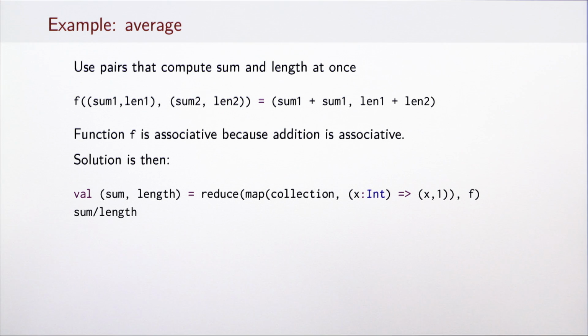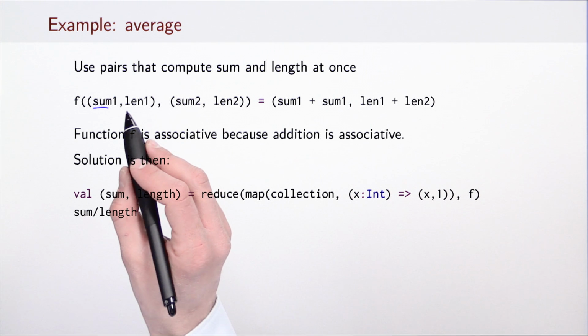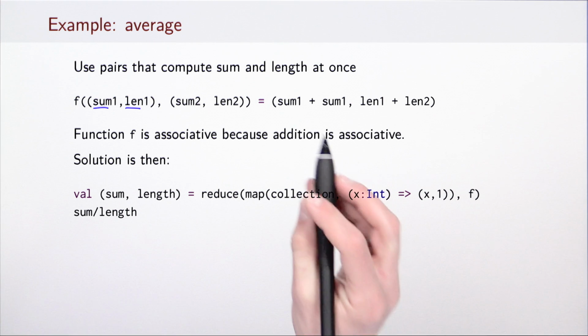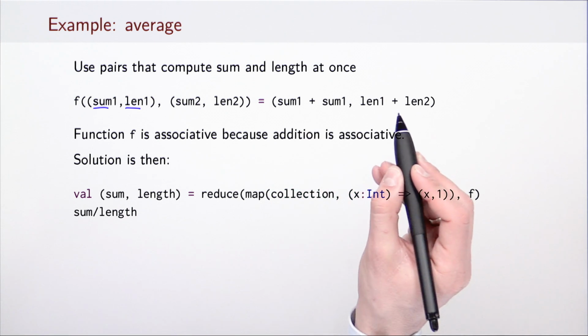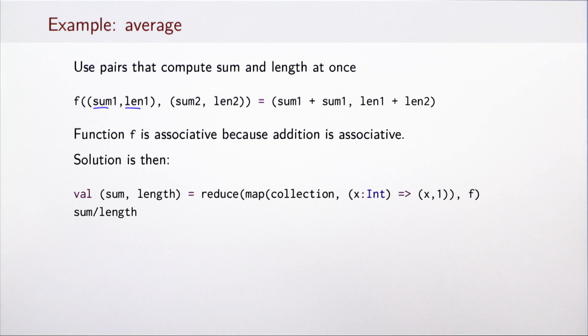The idea is to use associative operation on pairs. The first element of the pair computes sum of some subset of elements in the collection, and the second one computes the number of elements. It turns out we can combine both the sum and the length, the number of elements, using plus operation. Therefore, the resulting operation is associative.